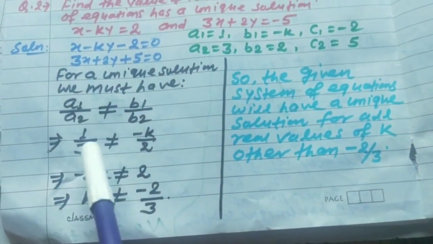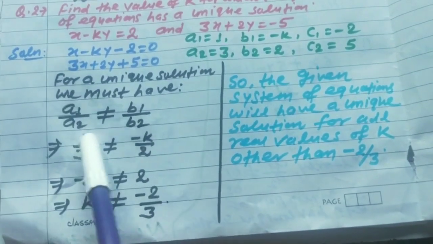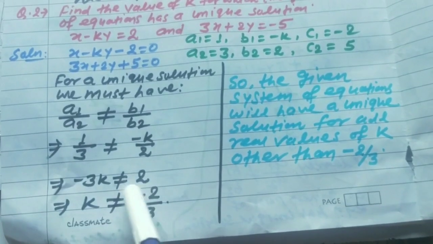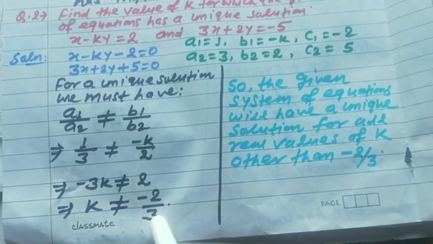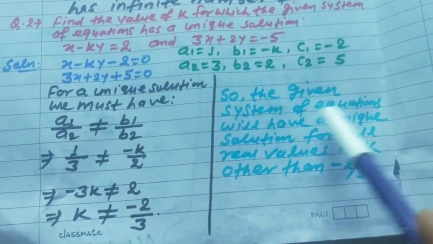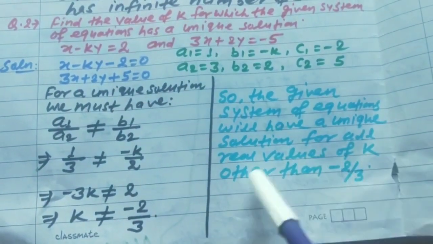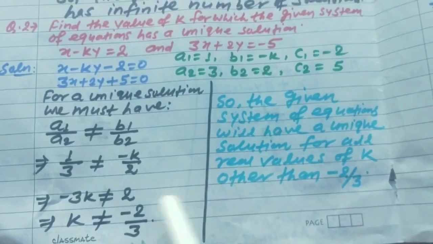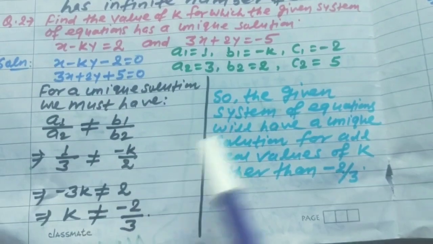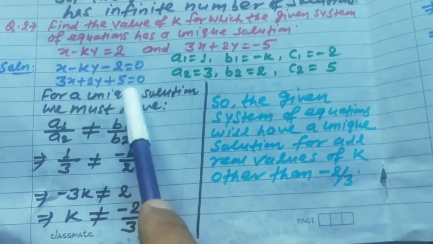This implies that, now cross multiply it, 3 multiplied by minus k will be minus 3k and 1 multiplied by 2 will be 2. So k should not be equal to minus 2 upon 3. So right here the given system of equations will have a unique solution for all values of k other than minus 2 by 3, except minus 2 by 3. For any real value of k, the given system of equations will have a unique solution.